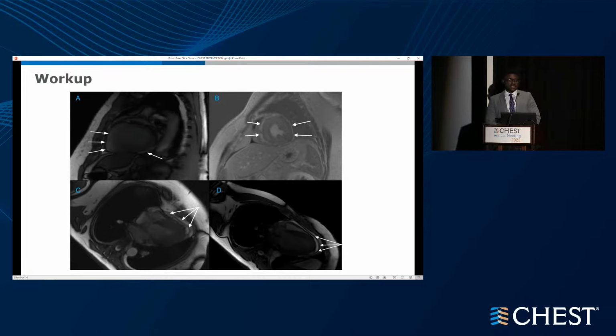So after the coronary angiography, everything was negative. He had a non-ischemic cardiomyopathy. So we wanted to go further and do a cardiac MRI. The result he showed right here on the B part: ring-like configurations with left gadolinium enhancement, mostly in the inferior lateral wall of the left ventricle. Same thing you can see in A, C, and D as well.